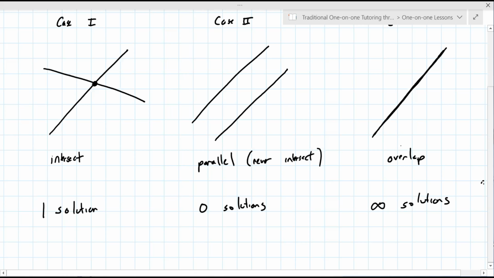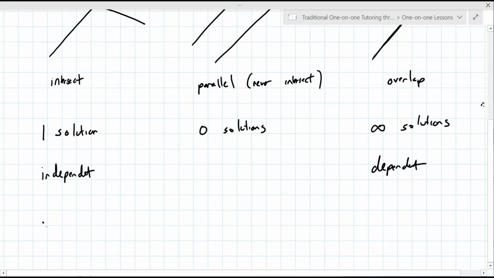There are also other words that you might see in this part of the course. What are some other words that I'd be seeing? Independent. Dependent. Consistent. And inconsistent.